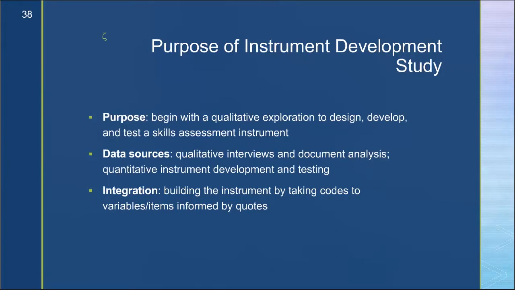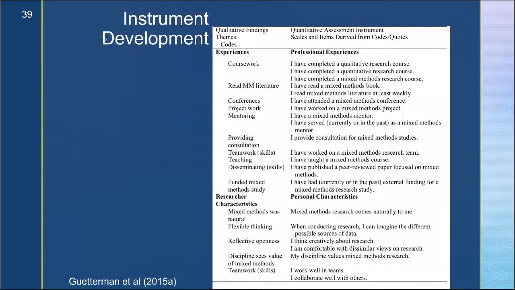This is from my work on research capacity building. It began with a qualitative exploration, including qualitative interviews and document analysis, and then developing and testing an instrument. In this joint display, I'm trying to illustrate how we actually used qualitative findings. Our goal was to develop an instrument to assess research skills, and we used those qualitative findings systematically to write items on this instrument. Here there was a theme, abbreviated for the purpose of the joint display, about experiences.